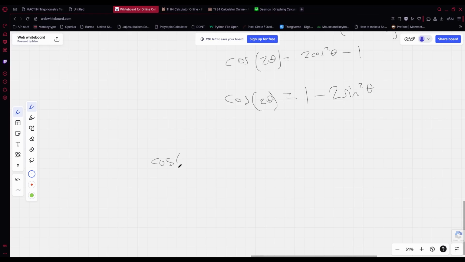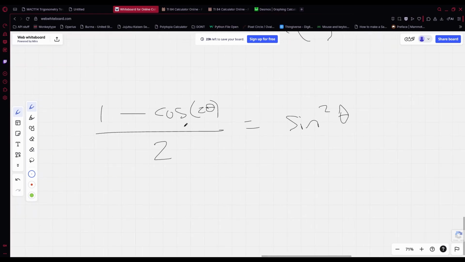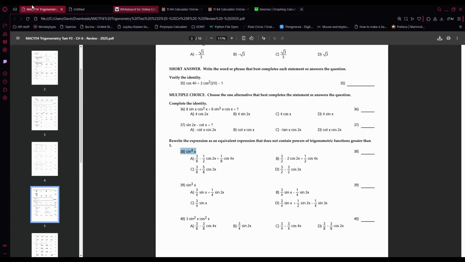Okay. So you get cosine, and that's just from doing the algebra on this. It's equal to sine squared theta. This is the power reduction formula. The reason this works is because you take something with a power and it doesn't have a power anymore. As you can see, this is the correct formula because everything has cosine in it.